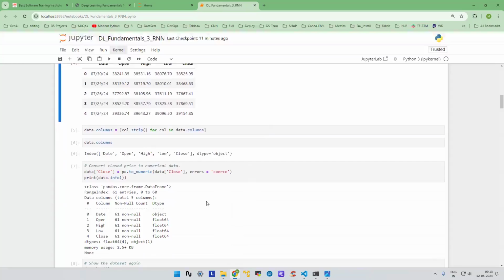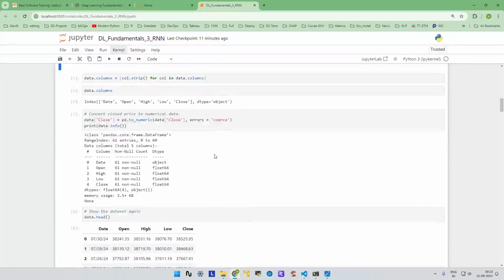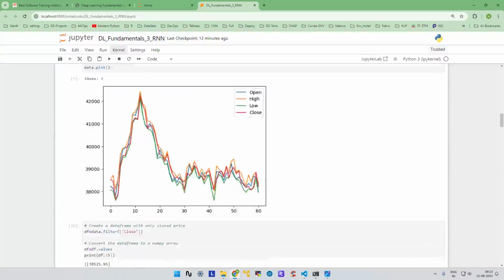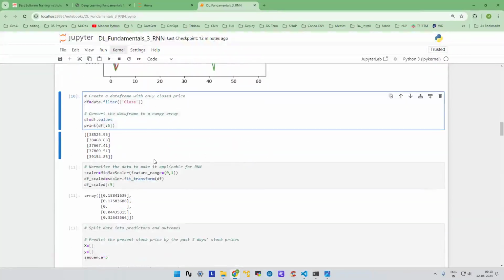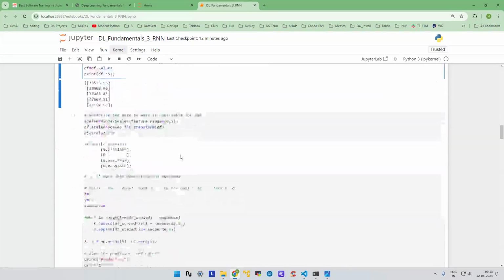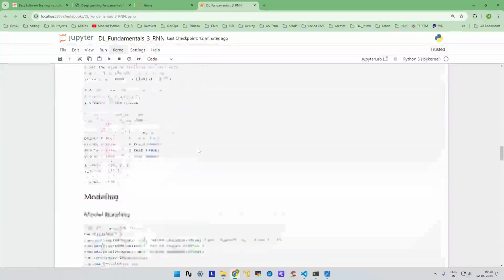A word being generated depends on the previous word or previous letter, right? So we have taken the data, and in this particular case, I think it's the closing value. We need to find out the next value, so that is what we need to predict. What we did here is we applied the regular pre-processing.